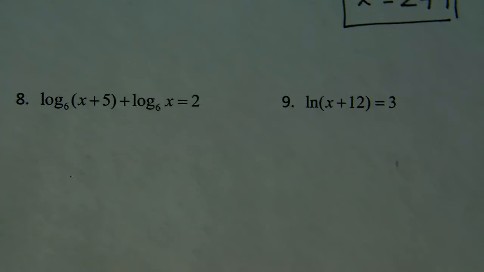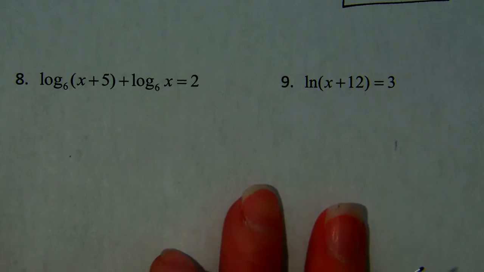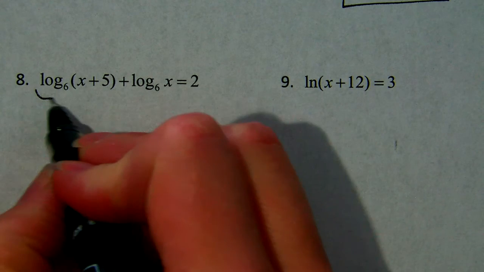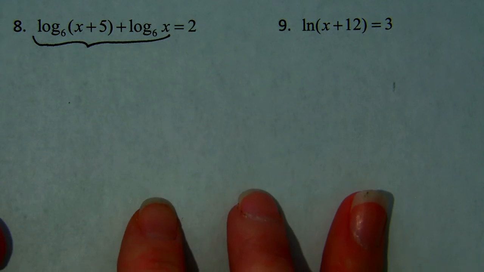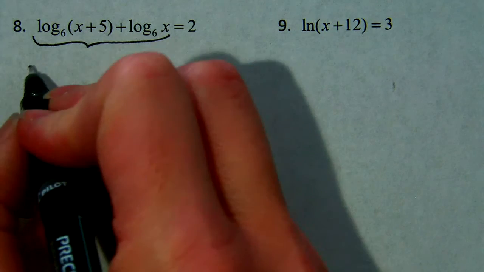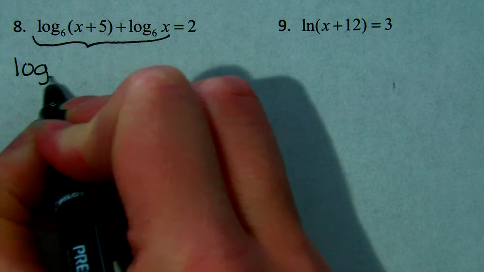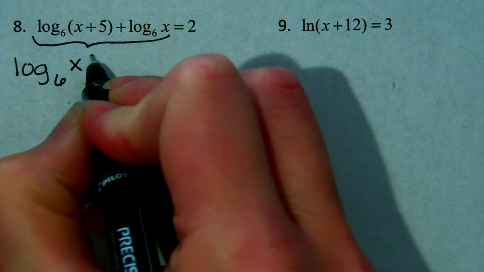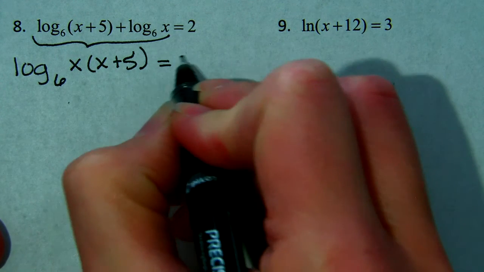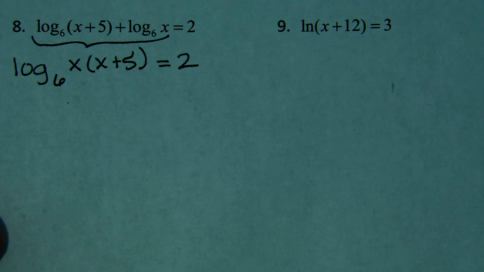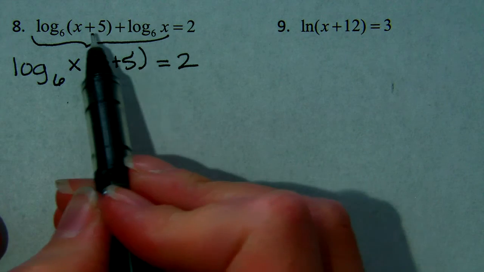All right, one of the things you want to remember to do is if we have two logs like this, see there are two of them, we have to put those logs together. And so we have to do that first. So you end up with log base 6 of x times x plus 5 is equal to 2. And so we put them together. Remember, that's the property of logs, where you add the logs.